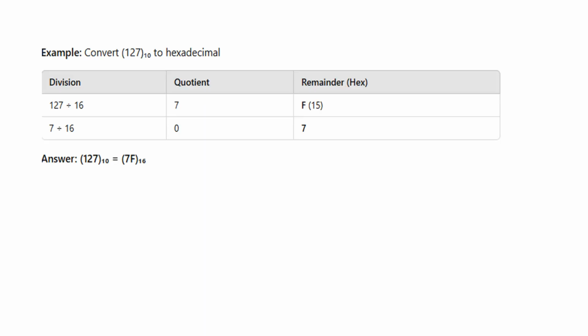Now let's take a small example for the conversion of decimal to hexadecimal. 127 divided by 16. 16 is nothing but the hexadecimal base. When we divide 127 by 16, we get a quotient of 7 and the remainder is 15. And 7 divided by 16, we get the remainder 7 and the quotient is 0. 127 base 10 is equivalent to 7F base 16. Here F is nothing but 15 in the hexadecimal representation.